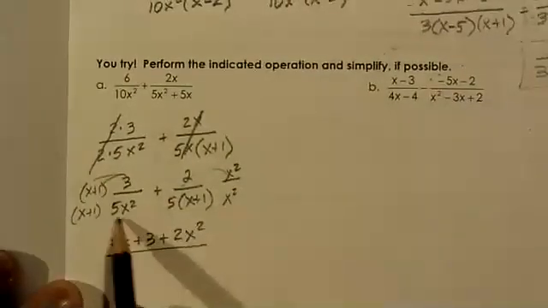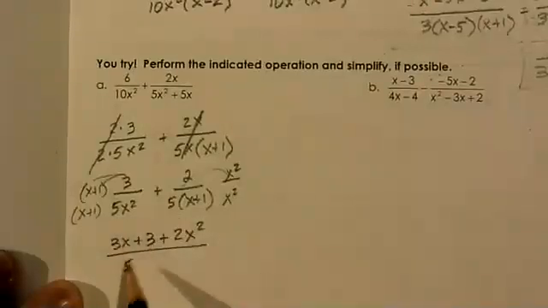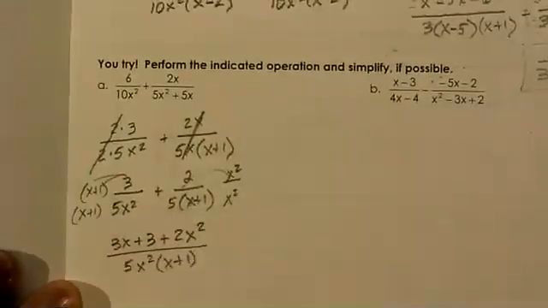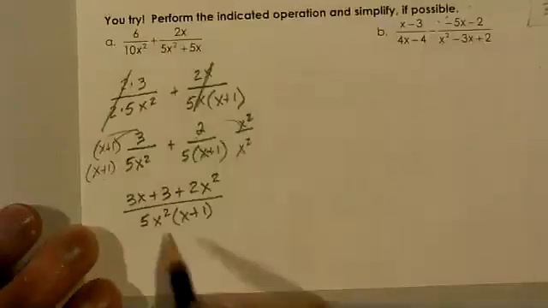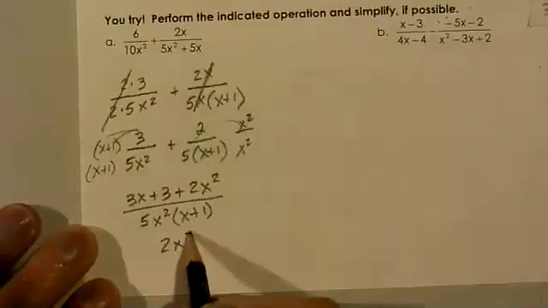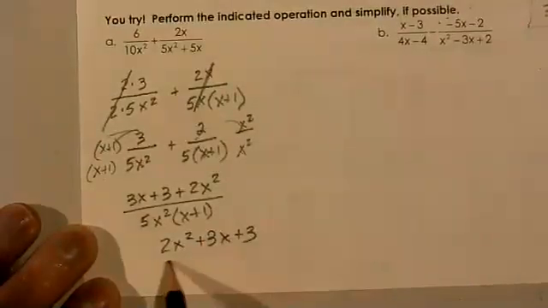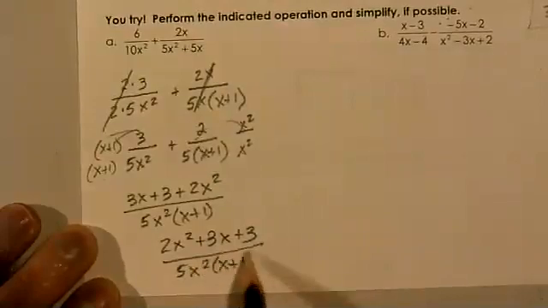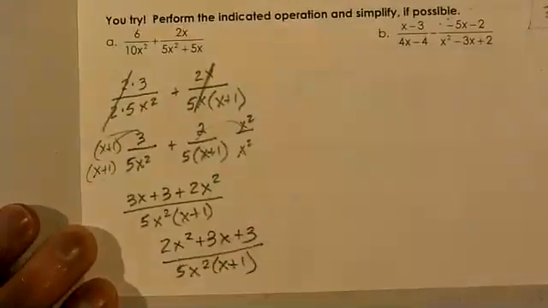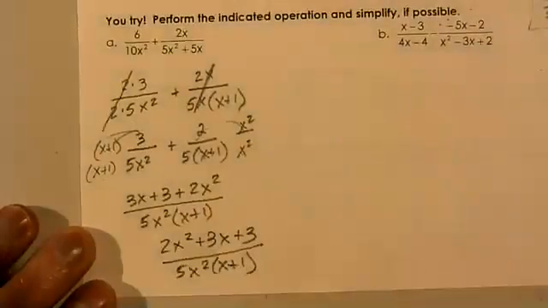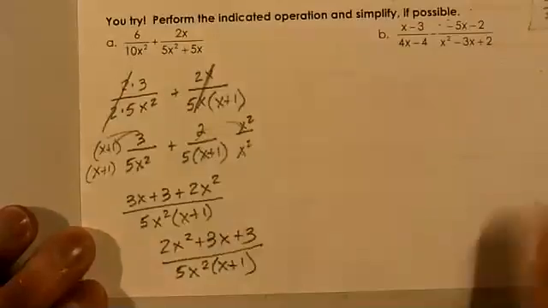And our denominators both have a 5. They both have an x squared. They both have an x plus 1. So if you want to write that one in a standard format where your largest exponent is first, okay, because we did the reducing ahead of time, we don't have extra terms left over.